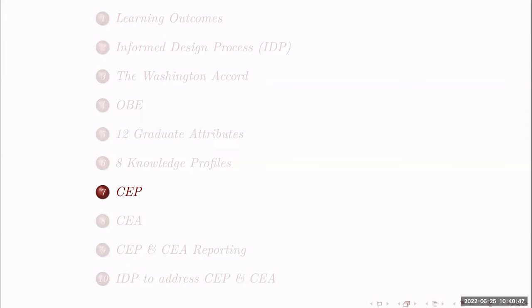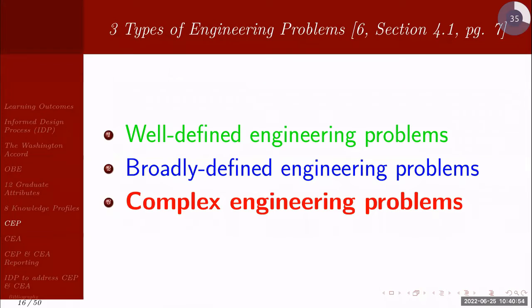Now we talk about CEP, complex engineering problem solving. Before we move to complex engineering right away, we need to focus that there are 3 types of engineering problems. The first type is well-defined engineering problems. When a problem is so well-defined, in many cases you might have only one solution.